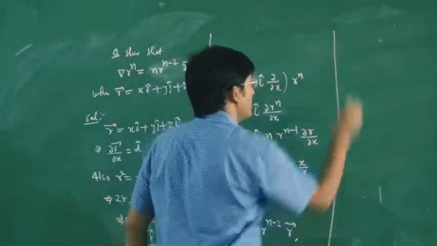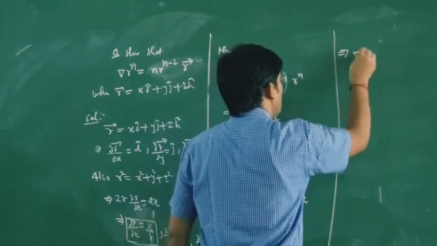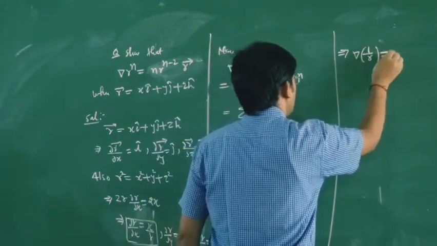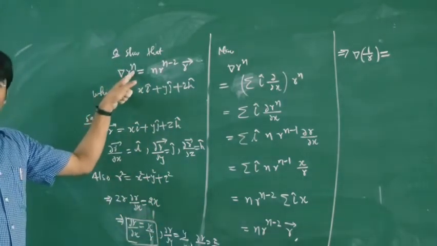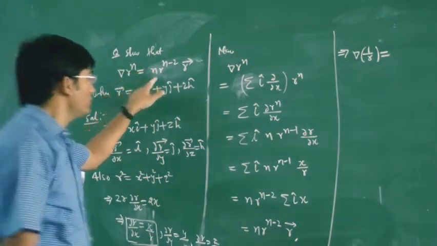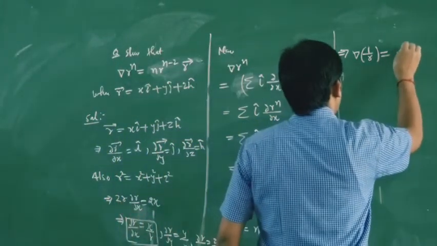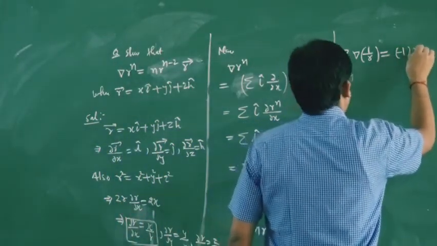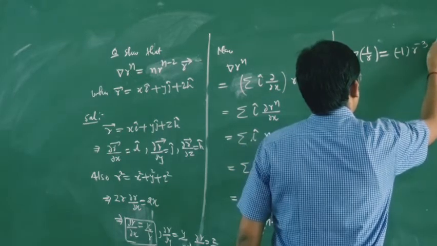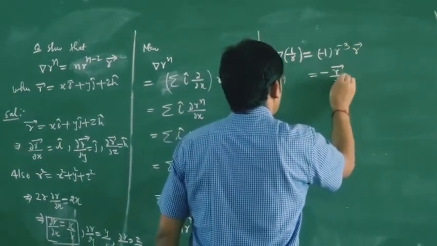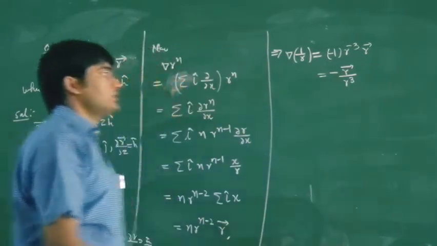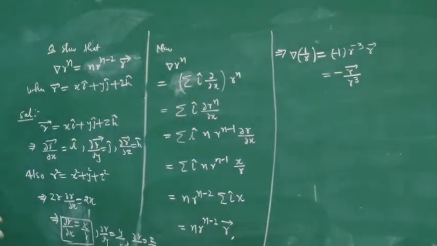from here your gradient of 1 upon r is equal to, now gradient of 1 upon r means just put the value of n as minus 1. So if you put n equal to minus 1, then we will have minus 1 r power minus 3 into vector r. So this is equal to minus vector r upon r power 3. So this is your gradient of 1 upon r.